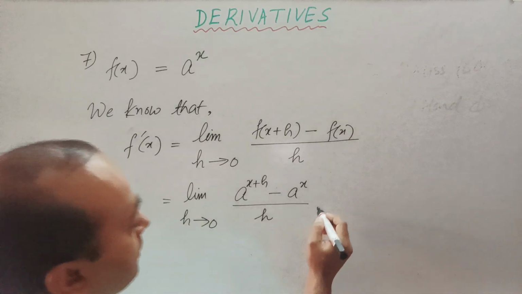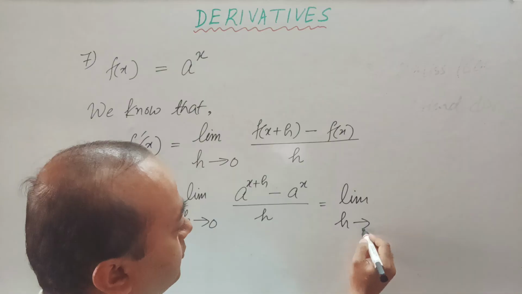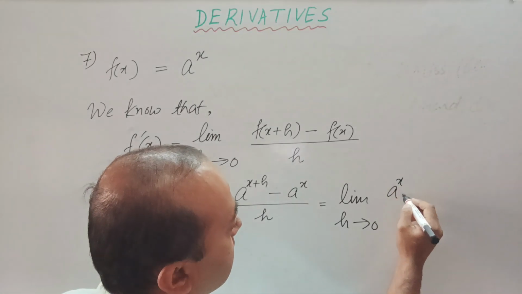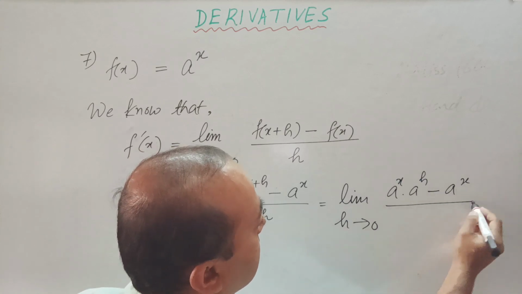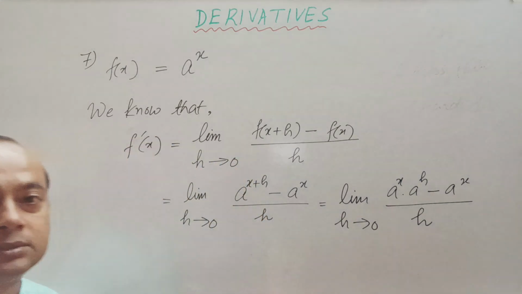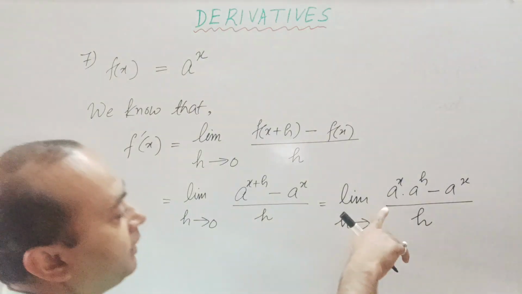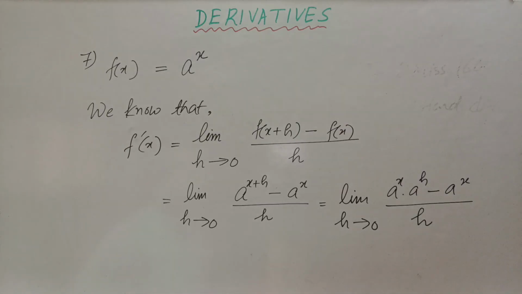Now what we see in this one, if we apply the law of exponent, then this quantity can be written as a to the power x into a to the power h minus a to the power x, divided by h. Right? We know that a to the power m plus n is a to the power m into a to the power n. So we have applied law of exponent.